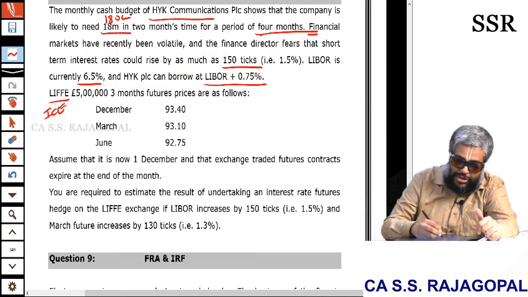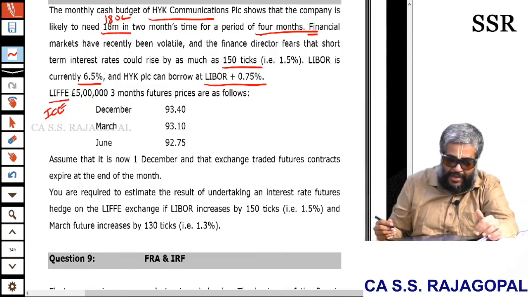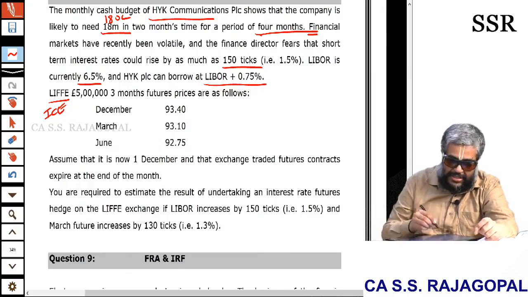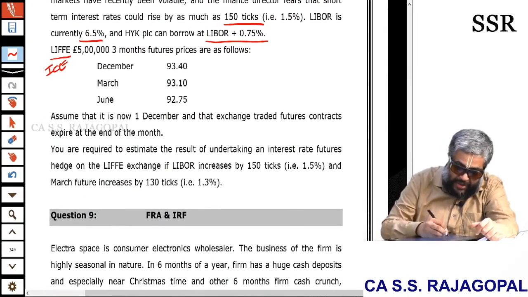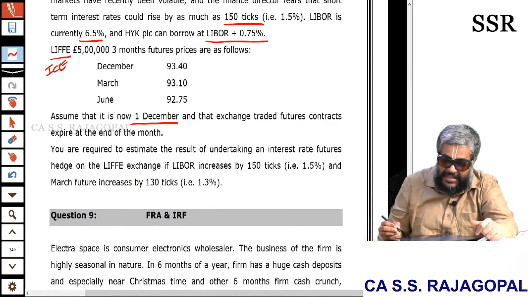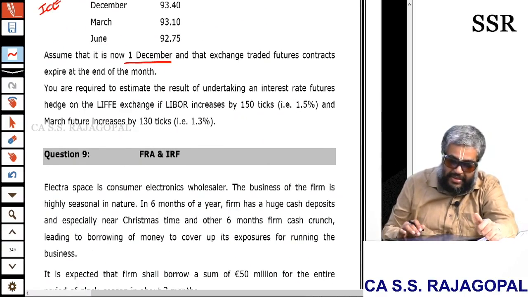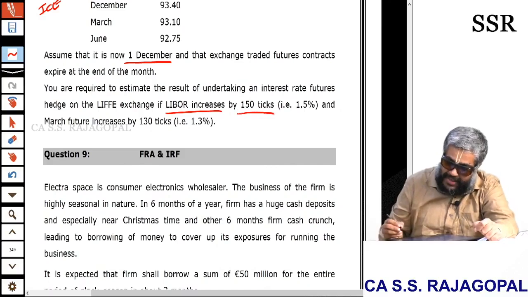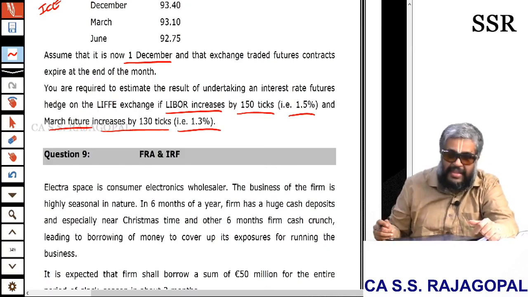Today, December futures is trading at 93.4. 93.4 should be understood as something around 6.6% interest. March futures is trading at 93.1, June 92.75. Assume that it is now December 1 and that the exchange traded futures contract expires at the end of the month. You are required to estimate the result of undertaking an interest rate futures hedge on the LIFFE exchange if LIBOR increases by 150 ticks or 1.5% and March futures increases by 130 ticks or 1.3%.